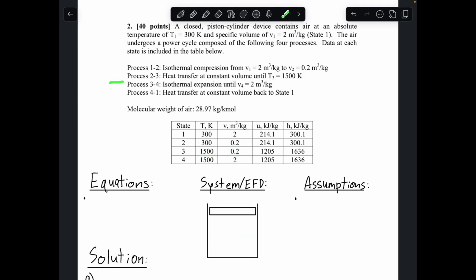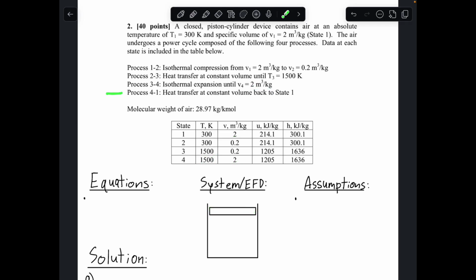And then 3 to 4 is an isothermal expansion, this time until V4 equals 2 meters cubed per kilogram. So now the temperature is staying the same, but our piston is moving back up here. And actually it's going to move to the exact same spot that it was at state 1. You see that we're at 2 meters cubed per kilogram again, so it's going back up to its original spot. But our temperature is staying the same from 3 to 4. So that's 3 to 4.